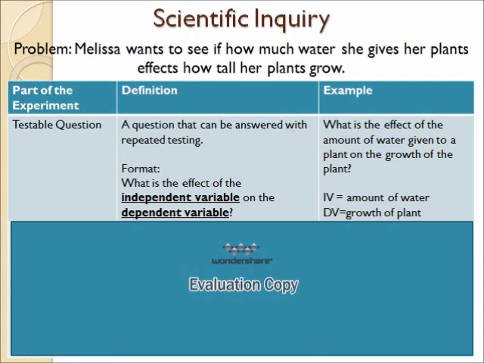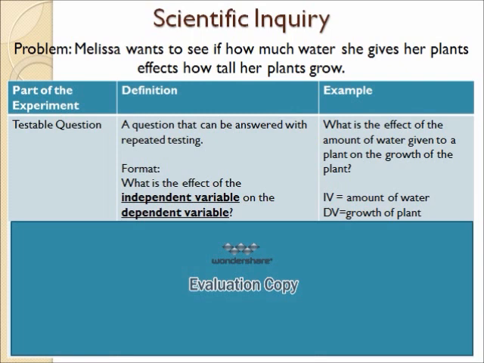Okay. Again, you can see why it's important to have your variables all picked out, because you're just going to plug them right into the format. If you look at our example, what is the effect of the amount of water given to a plant on the growth of the plant? Again, you can see the independent variable is the amount of water. We just plug that into the format. And the dependent variable is the growth of the plant, and we also plug that in. Okay, so again, it's just the question that can be answered with repeated testing, and you have to follow that format. What is the effect of the independent variable on the dependent variable?